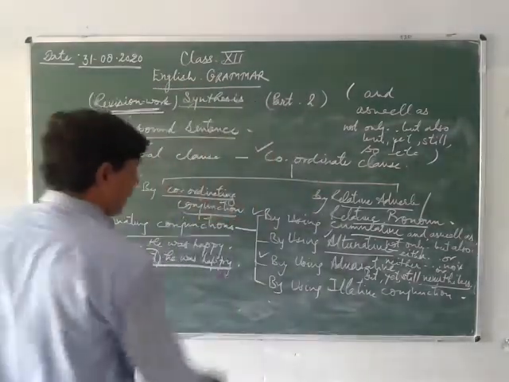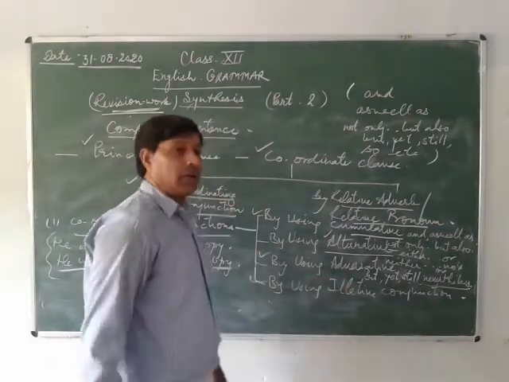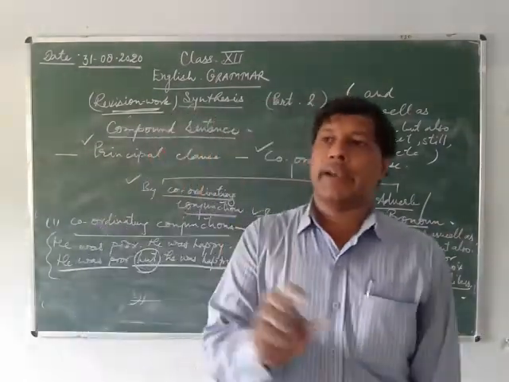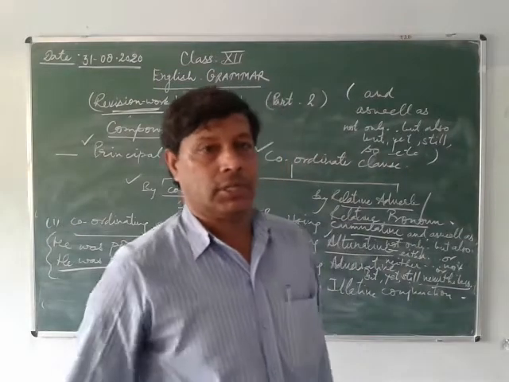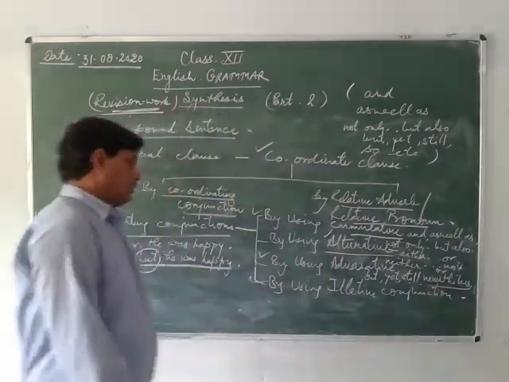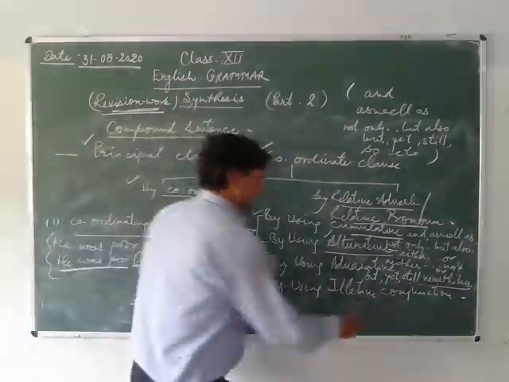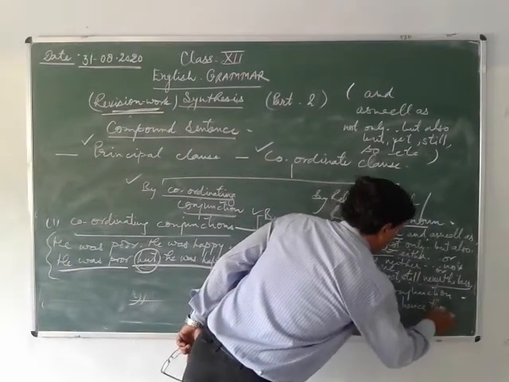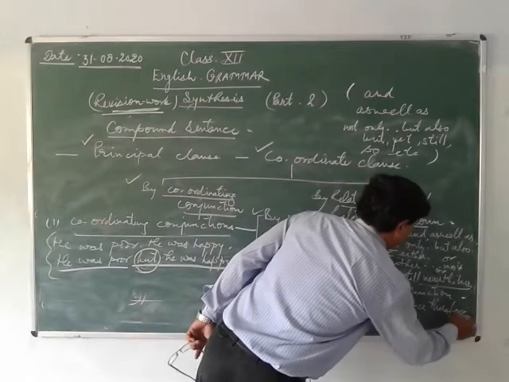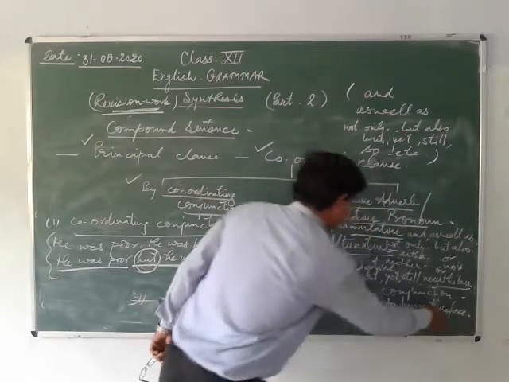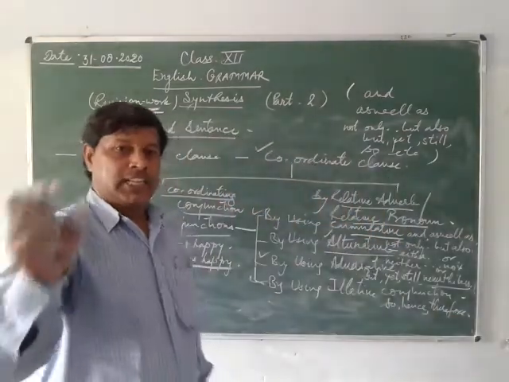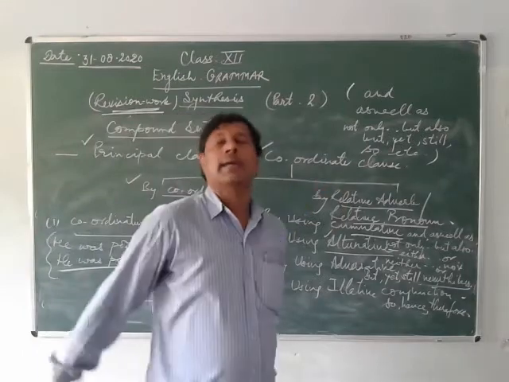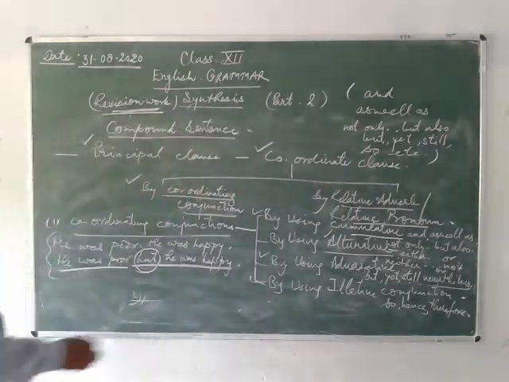Now, the last one is by using an illative conjunction. Certainly, you will find it in the form of a result. It gives a result. So, you will use the conjunctions so, hence, therefore, etc. These conjunctions are used just before any coordinate clause. You can see the example here.